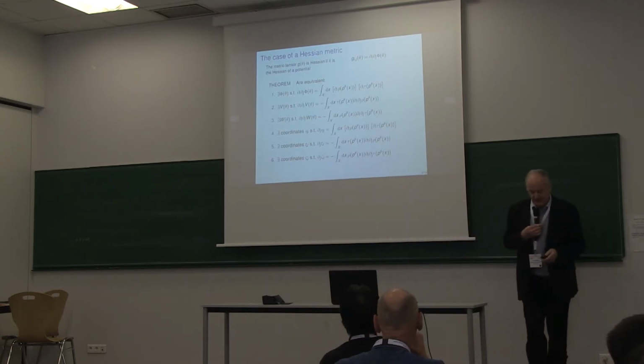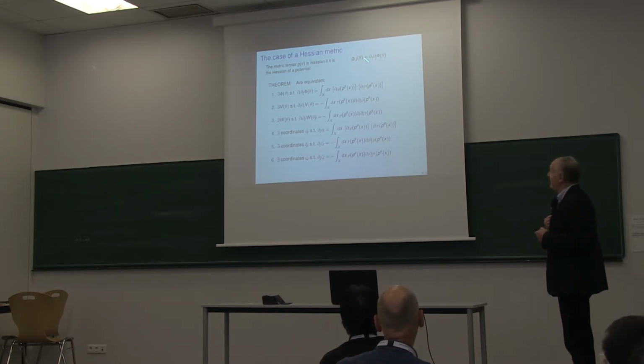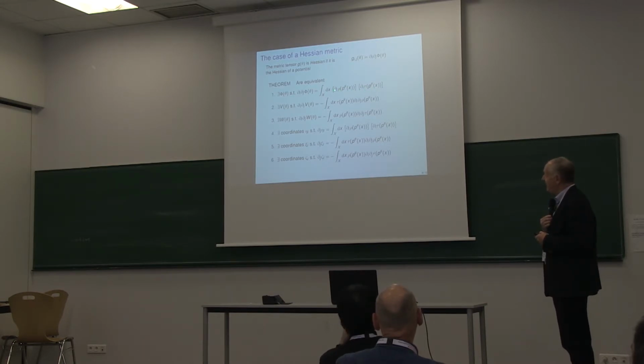Then in the paper we formulate some equivalent conditions for the metric tensor to be Hessian. By definition that means that it's the Hessian of some potential phi. And the 6 conditions here, I have written them in a very symmetric or systematic manner. This first line here, as we saw before, is the metric tensor. And the metric tensor is then the second derivative of the potential. If it's Hessian, there exists such a potential.